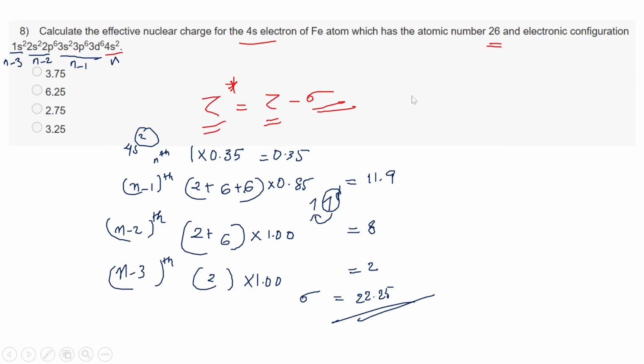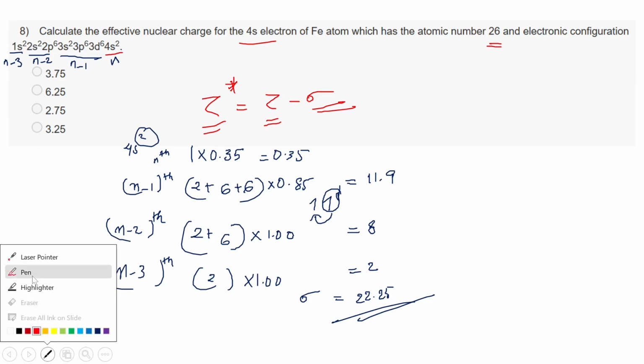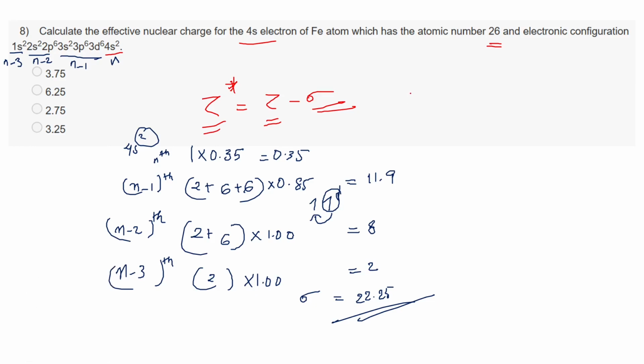Now it is pretty straightforward because the equation is just here. So Z star is equal to, Z is already given, 26. 26 minus 22.25, which is equal to 3.75. So option A, right? So this is option A. Is it clear?